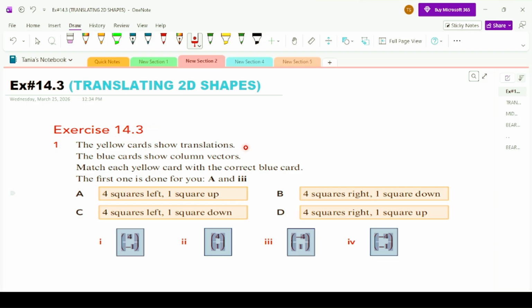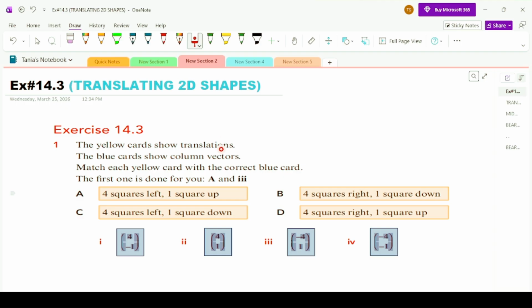The question is saying the yellow cards show translation. These are the yellow cards A, B, C and D. They are showing the translation like 4 squares left, 1 square up, 4 squares right, 1 square down, 2 squares left, 1 square down, 2 squares right and 1 square up. What we have to do is match each yellow card with the correct blue card.